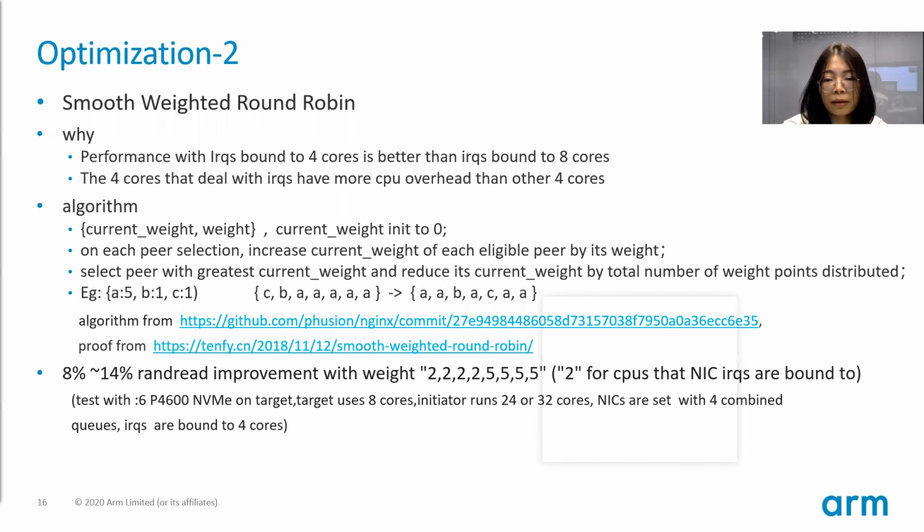And with this algorithm, for example, there are 3 nodes A, B, C with weights 5, 1, 1. The final distribution with smooth weighted round robin is A, B, A, C, A, but the original result is C, B, A. And you can refer to these 2 links to learn more about the algorithm and proof. And using this algorithm, we can get about 8 to 14% random read IOPS improvement with a set of proper weights.